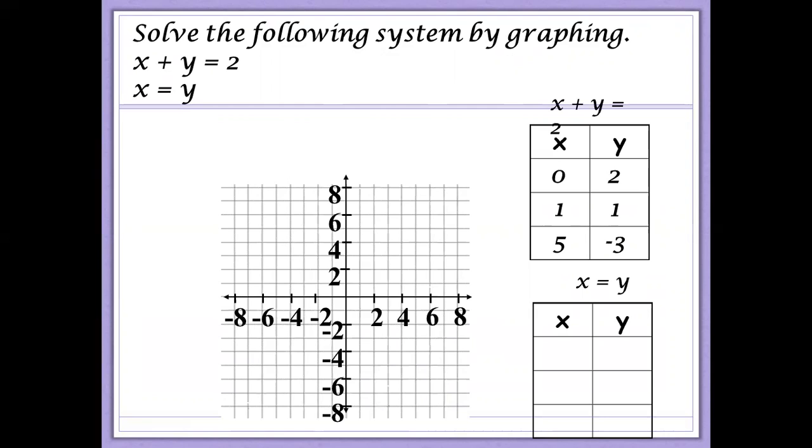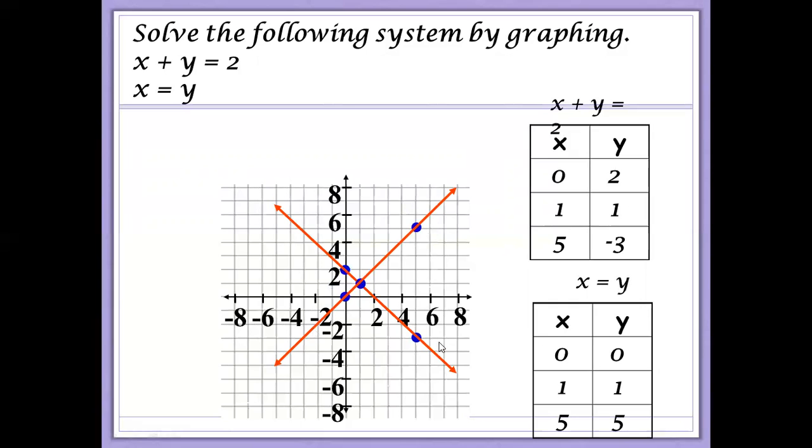And then I will plot the coordinates as we see here to draw the first line, which is x plus y equals 2, and the second line is x equals y, which means if x equals 0, y will be 0. If x equals 1, y will be 1. If x equals 5, y will be 5. And I will plot the coordinates to draw the line.